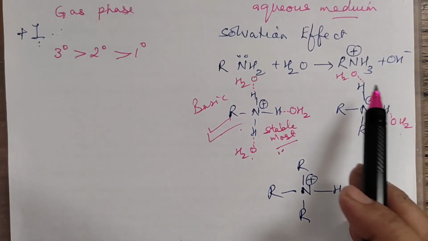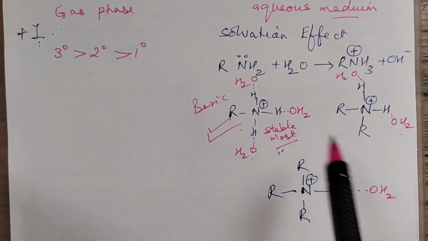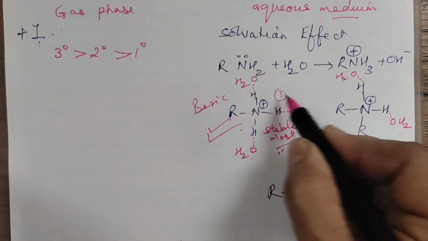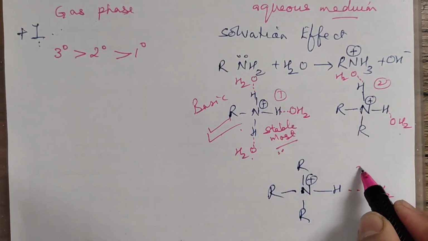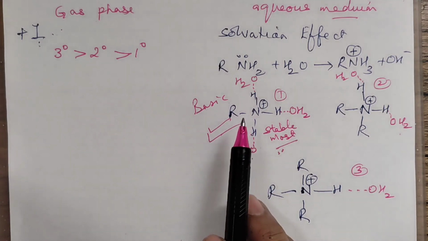Then this one, there are 2 water molecules only. The hydration is lesser in this case. So stability wise, this is first, then it is 2 degree, then it is 3 degree. So this is the order for the stability. So obviously the solvation order is also the same. Yeah, 1 degree is most solvated.